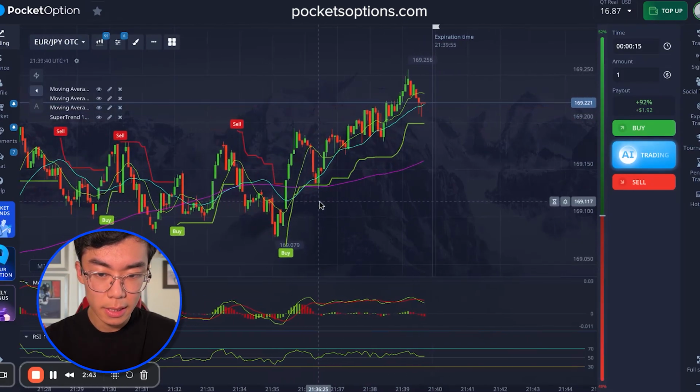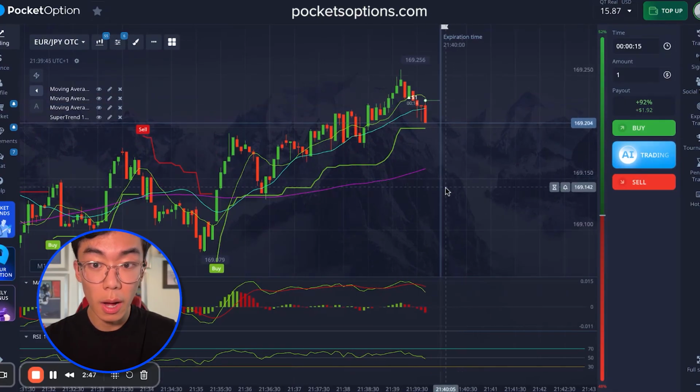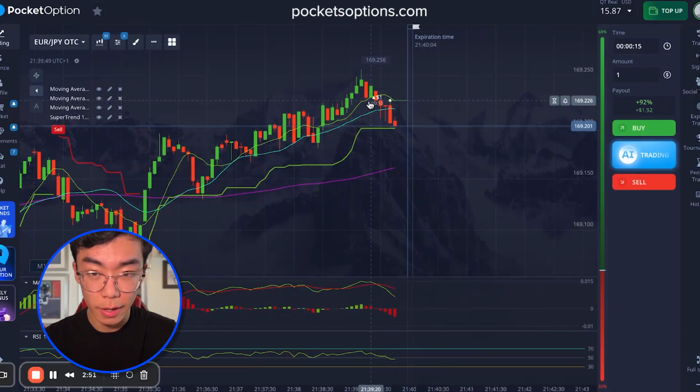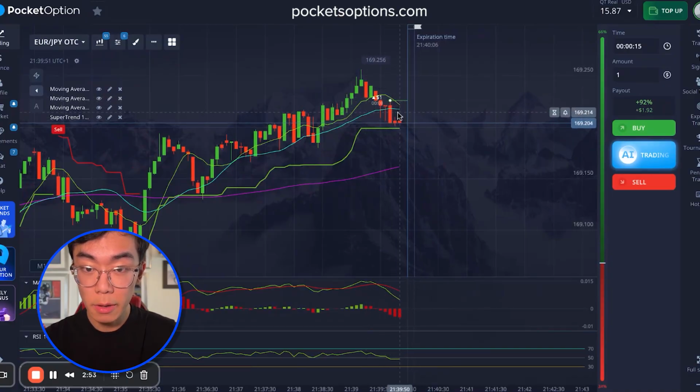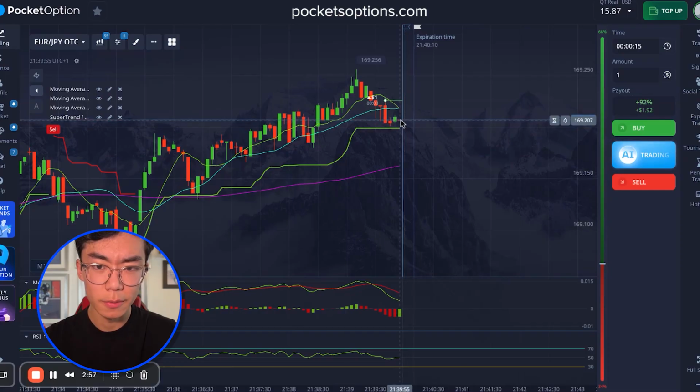Okay, and this one's pretty interesting. Let's see what AI thinks about this one. It says it'll go up within the next 15 seconds. That is not a good start to that trade right here. Since this is a very short-term scalp, it went down straight after. Let's see how this plays out.